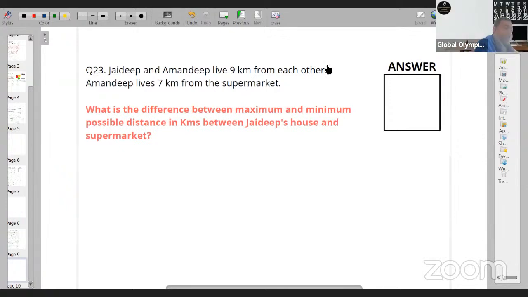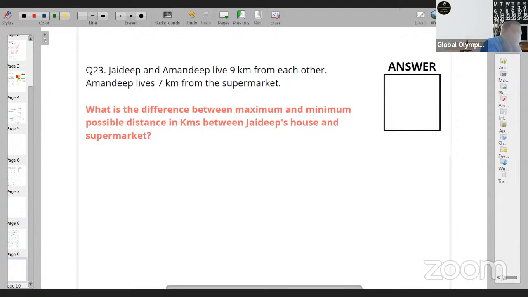See, you've done the problem half. What is the question asking you? What is the difference between the maximum and minimum? So that's coding, answer correct? The answer will be... Okay, good. So let's understand this.